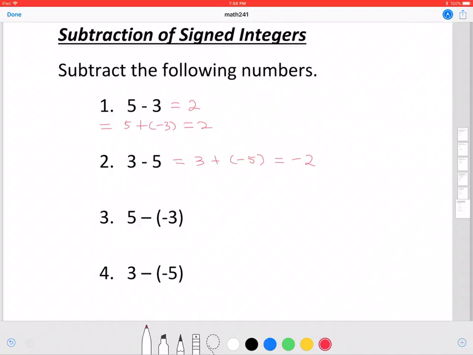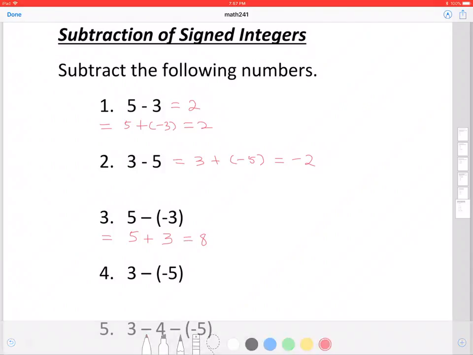Okay, number 3, now we have 5 subtract negative 3, and this is where changing the subtraction into addition is going to come in handy. The rule is we change the subtraction into an addition, and then we have to change the sign of the following number. The following number is negative 3, so this is simply going to change to the opposite, which is positive 3. And we know 5 plus 3 is just equal to positive 8.